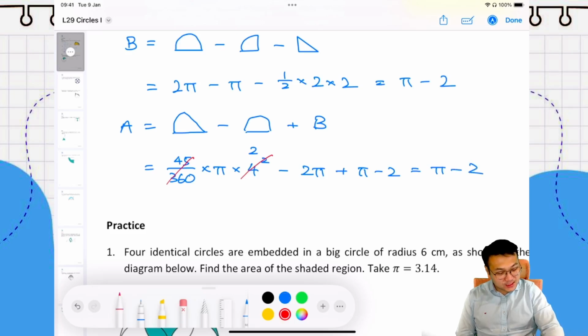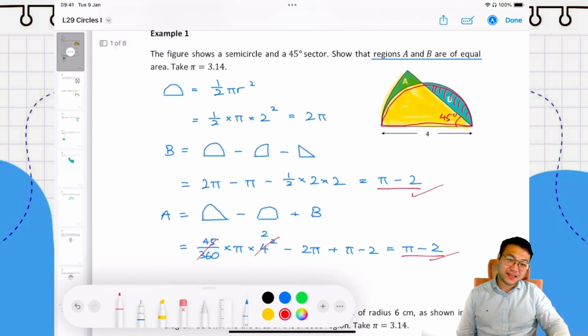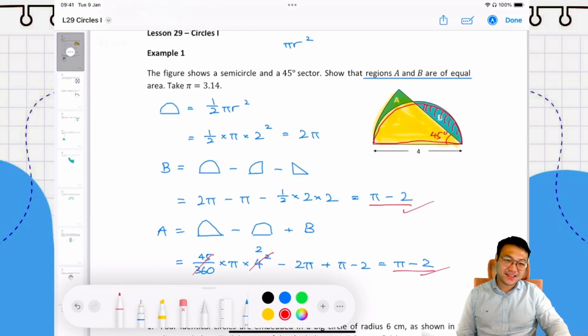Have you proven that they are the same? Yes, there you go. They are the same. So that's how we prove that area A is the same as area B, okay? Any questions?